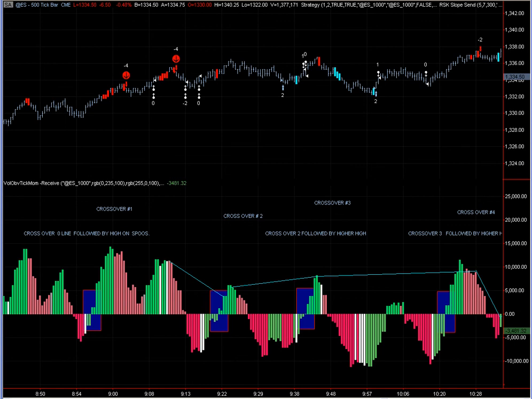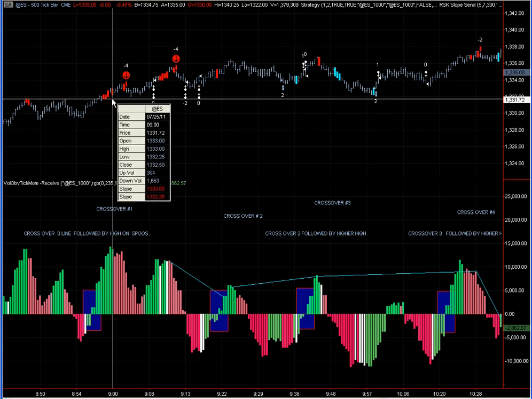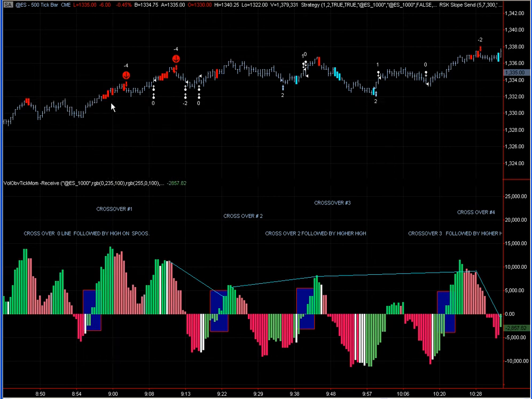In this video, we're going to be discussing a new form of divergence that we're looking at programming. Let's talk first of all about the existing form of divergence and how that works so that you can see the contrast. Now, as the spoos are moving higher here, our strategy is keeping track of the highs of the bar.